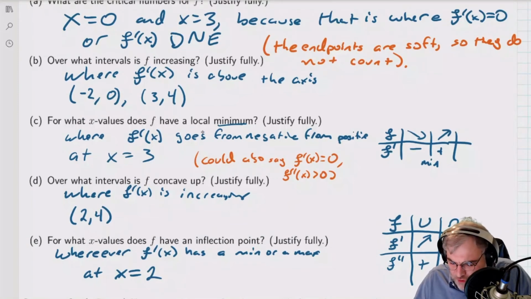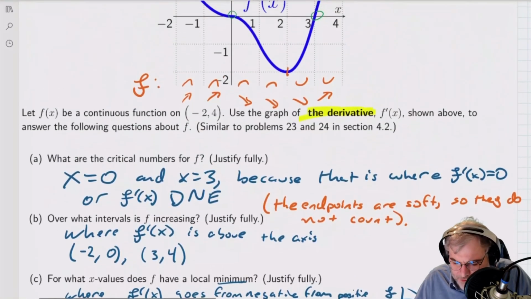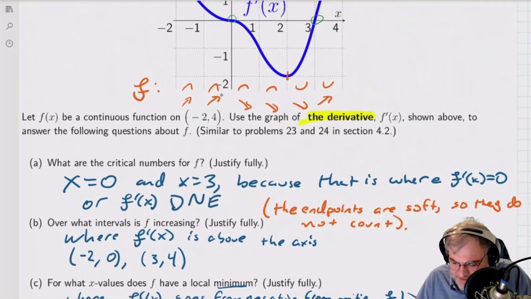Where does f have a local min? Well, local mins happen when I go down and then I go up. So that means that f prime went negative and then positive. So I'm looking over here. Here I went up and then down. Here I have a max. And here I went down and then up. Here's where I've got a min.